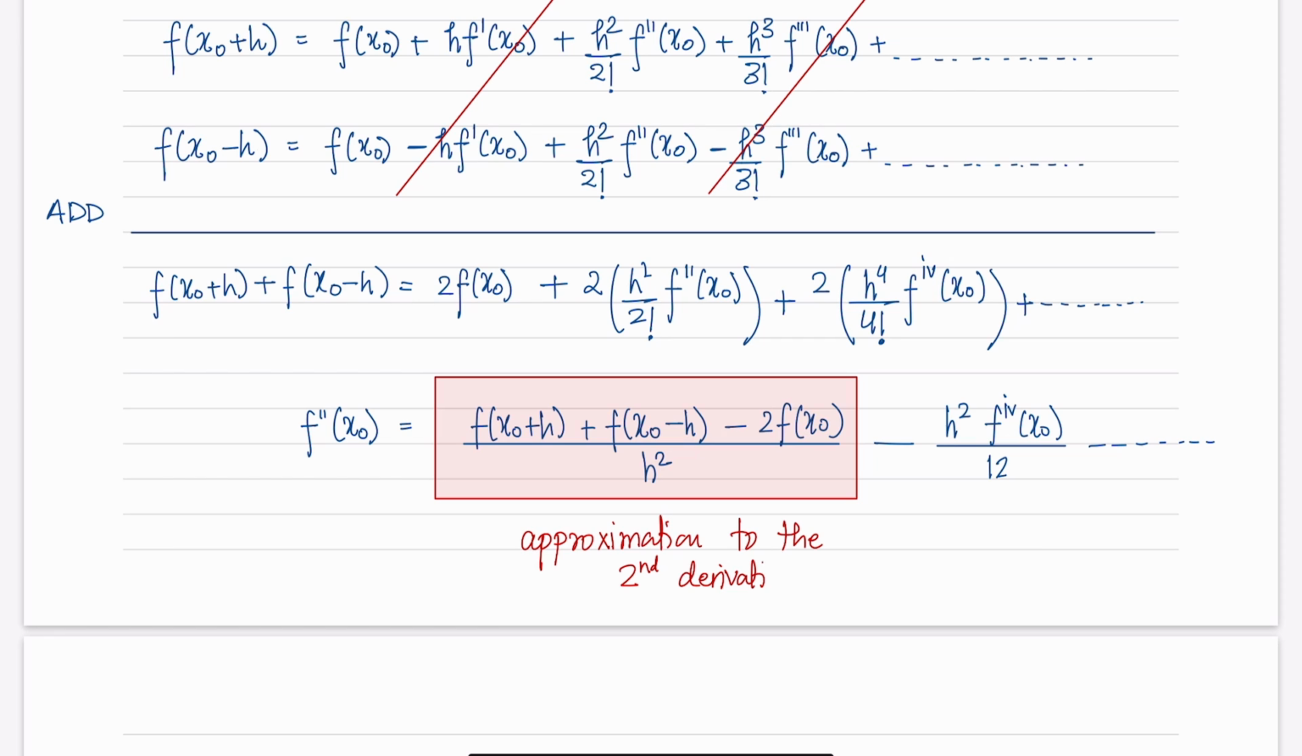But at the same time I also need to ensure that if this is my leading term of the truncation error, and if the multiple of this leading term is h square, it implies that this leading term has the truncation error of the order of h square. It implies that this is a second order accurate stencil.